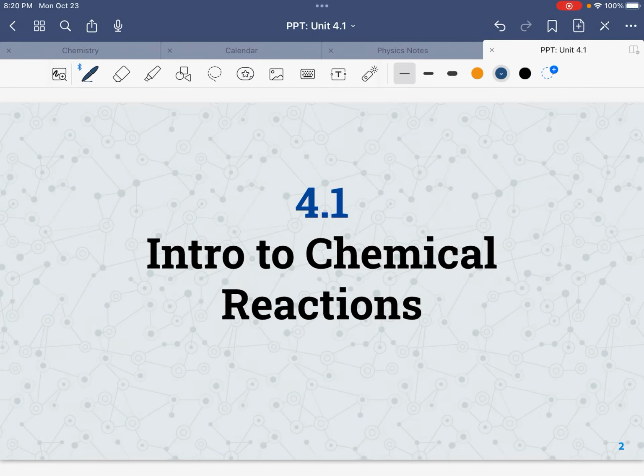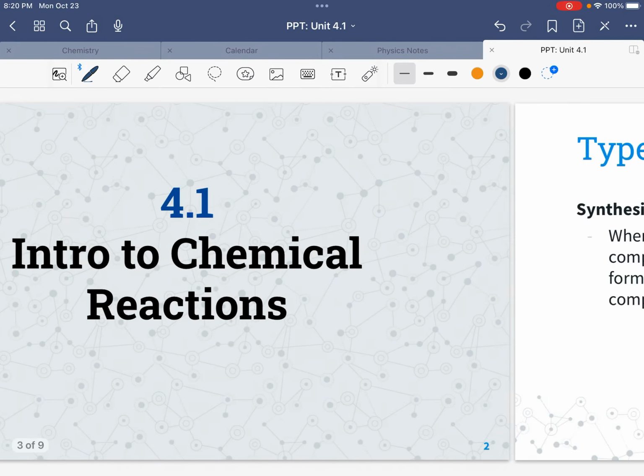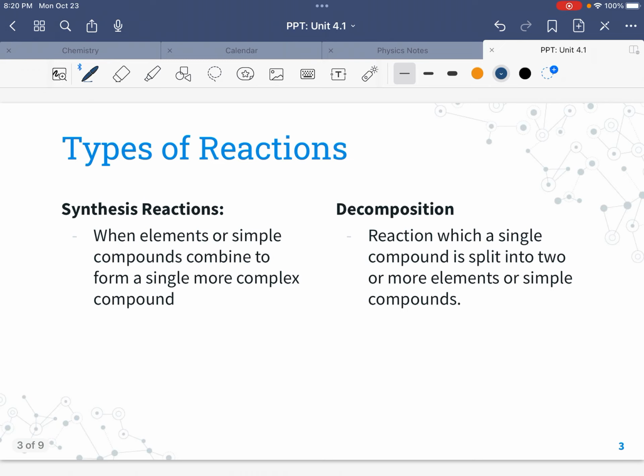This is 4.1 Intro to Chemical Reactions. So today we're going to be focusing on types of reactions, and before we get into the different types of reactions, which should be review from chemistry, first we need to talk about how reactions occur.